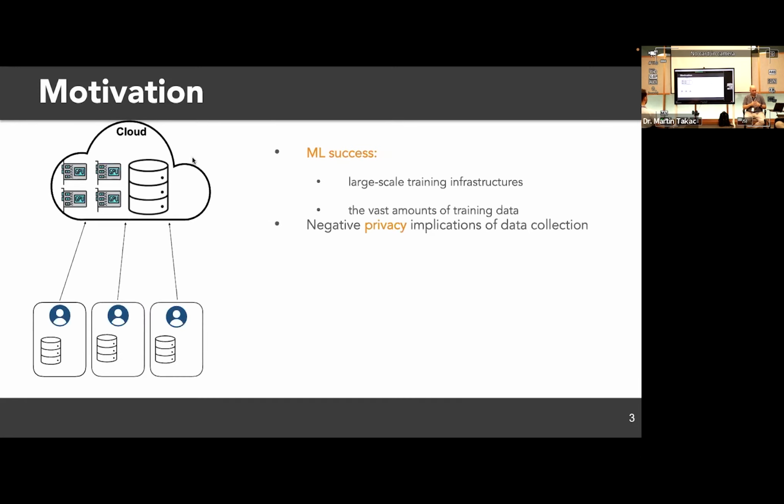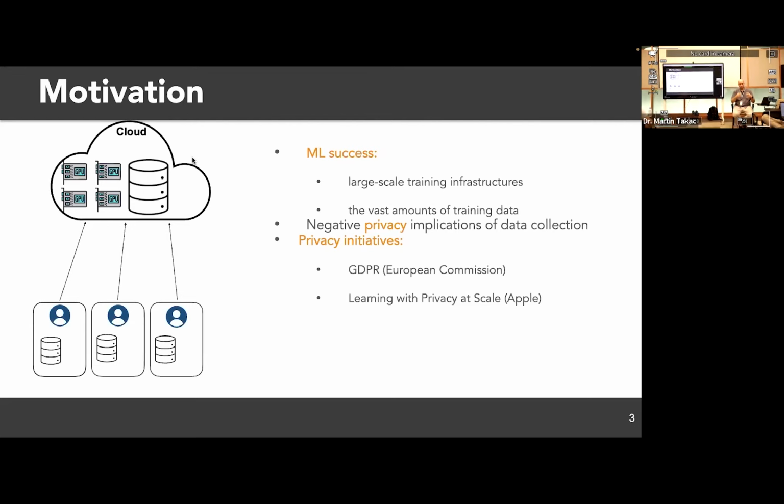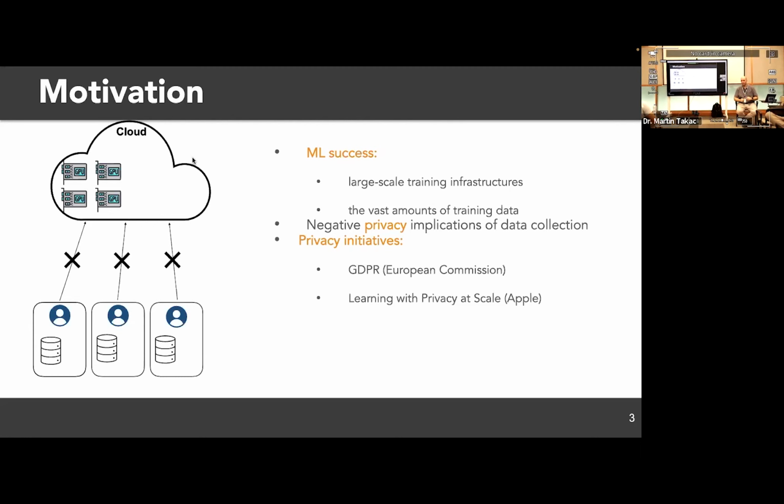But what's happening now is that people don't want to share data, okay? And there are different rules. Let's say the European Union has GDPR, which is pushing companies not to collect data from people, right? But you still want to train the model, but you can't get the data. So that's the biggest challenge we have. I want to use data from all your phones, I want to train the model, but you don't want to give me the data, right?